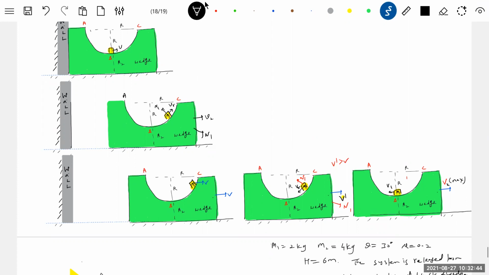V dash, this is some N1. So now again the block starts climbing up, and N1 will act in this direction. So it will retard the motion. It will decrease the velocity of this one. So this is the maximum possible velocity of it. We have to calculate this. That was the question. How to bring that one?